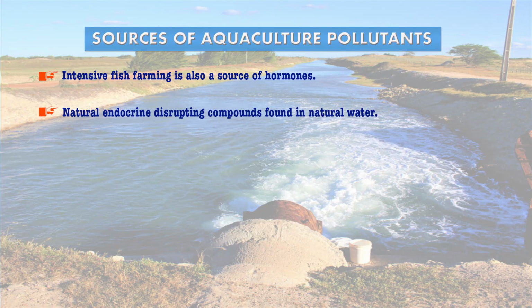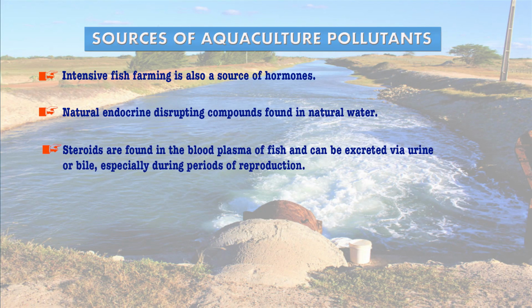pollution. Intensive fish farming can also be a source of hormones. Natural endocrine disrupting compounds are found in natural water. Now, you will all know that fluctuations in the hormones can cause a lot of problems in human health and also in animal health. And there are a lot of these compounds, it could be certain heavy metals, it could be estrogens and certain other steroids which can mimic the normal hormones in our body, and they can be endocrine disruptors, and then they cause a large amount of problems with human health.